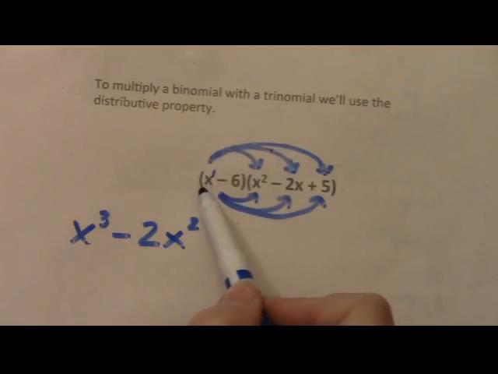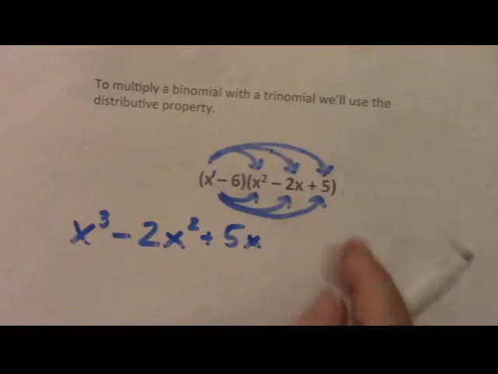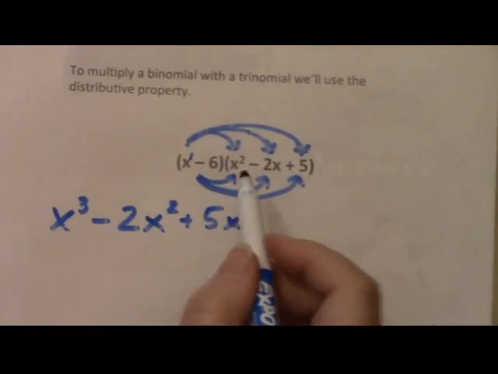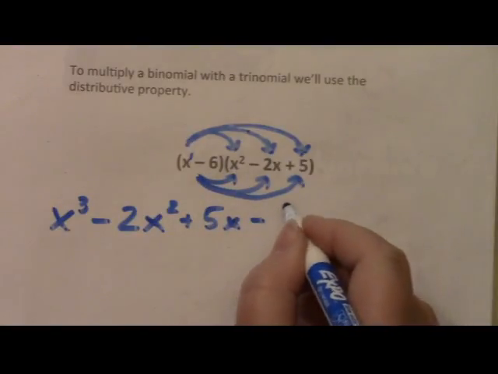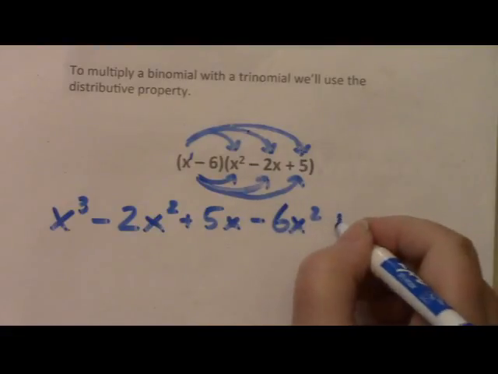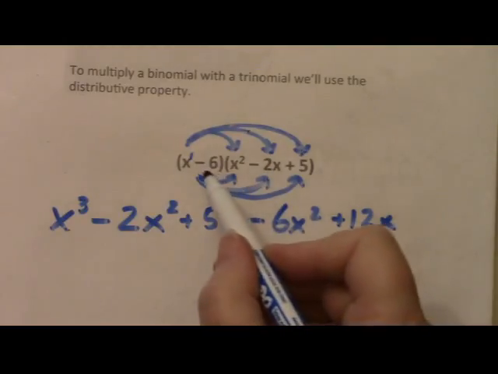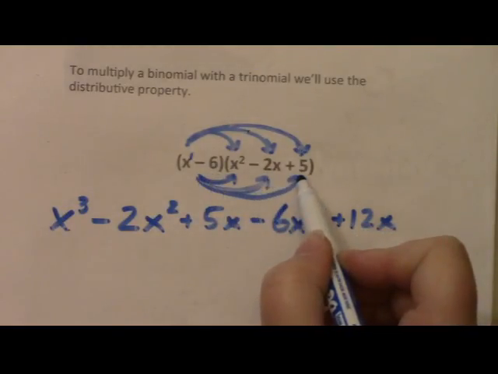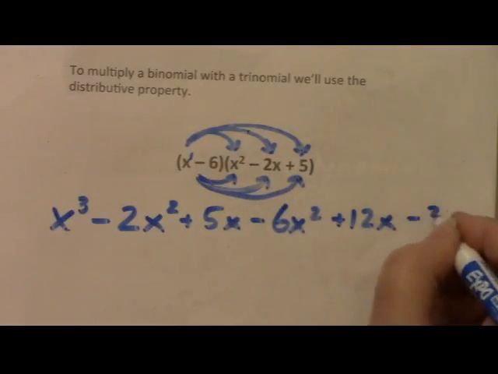Now I'm going to distribute this x to my third term. X times a positive 5 gives me a positive 5x. Now I get to do my negative 6. My negative 6 times x squared gives me negative 6x squared. Negative 6 times my second term, negative 6 times negative 2 is a positive 12x. Negative 6 times my last term, negative 6 times a positive 5 is a negative 30.